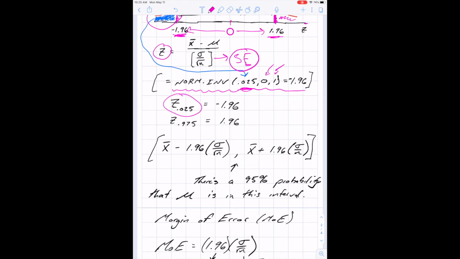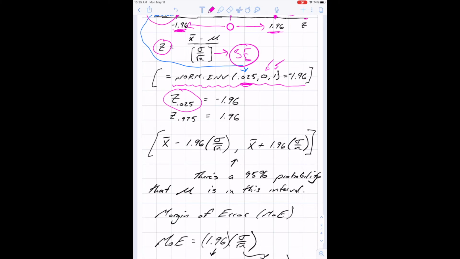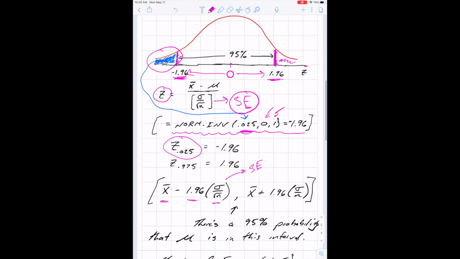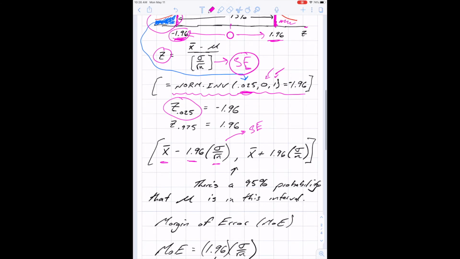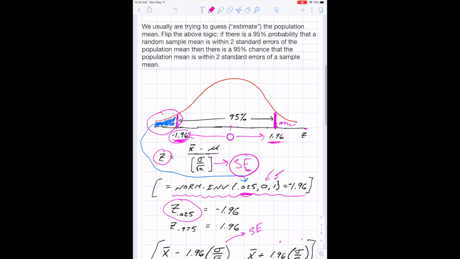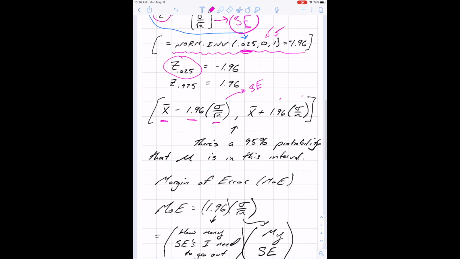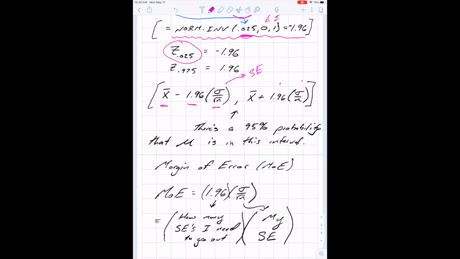So what this says is, if I take my sample mean right here and subtract 1.96 standard errors, this is just a standard error, right? That's how we calculate our standard error for a sample mean. So if I take my x bar and I subtract 1.96 standard errors from that, then I shift this way. I'm going 1.96 standard errors to the left. At the same time, if I take x bar and I add 1.96 standard errors to it, then I'm going up by 1.96 standard errors. And that's how we calculate a 95% confidence interval.